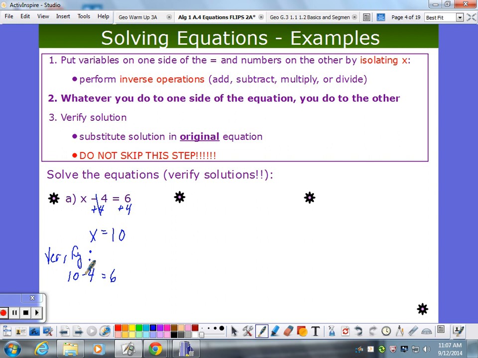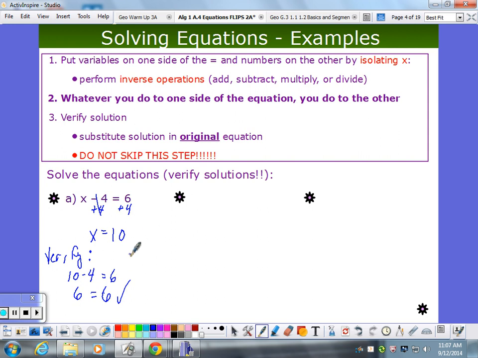Now you work on one side here. What's 10 minus 4? You work on the other side, well that's already a single number. Number compared to number. This is called the reflexive property. Now I put my check. It works. Verified.